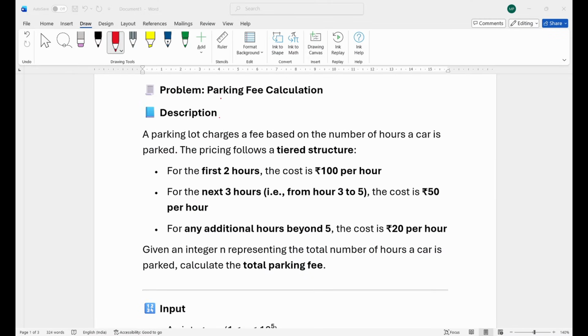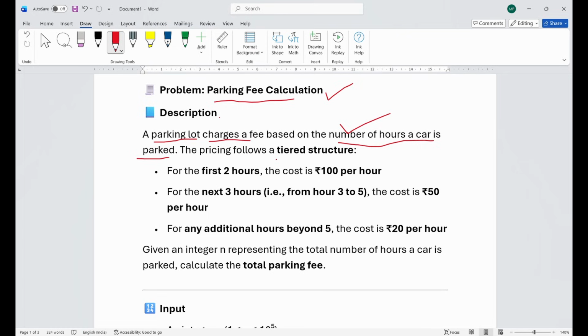So today we are going to solve one of the coding questions asked in the TCS NQT exam on the 21st March, second shift. It is the first question that has been asked: to calculate the parking fee. The problem is stated as parking fee collection, and the description is: there is a parking lot that charges a fee based on the number of hours a car is parked. So they're using the number of hours as the criteria to charge the fee.